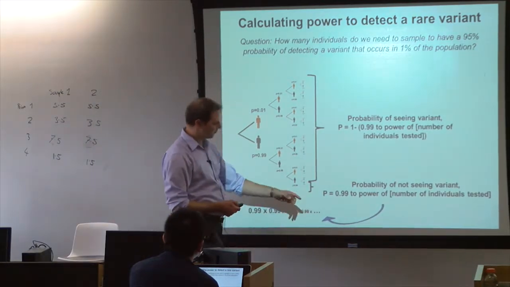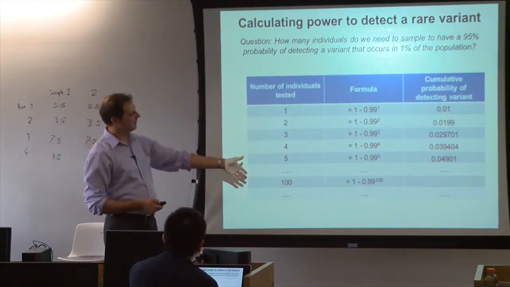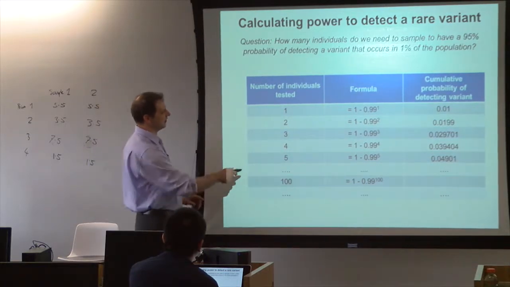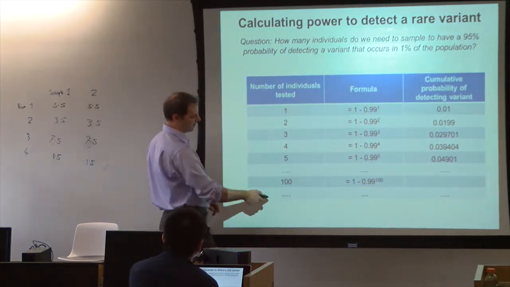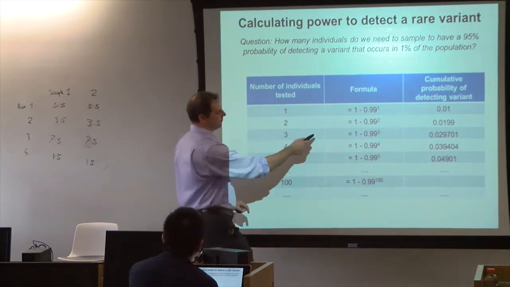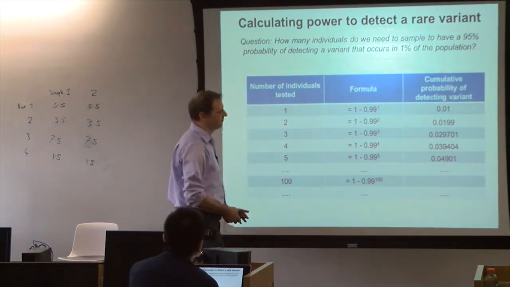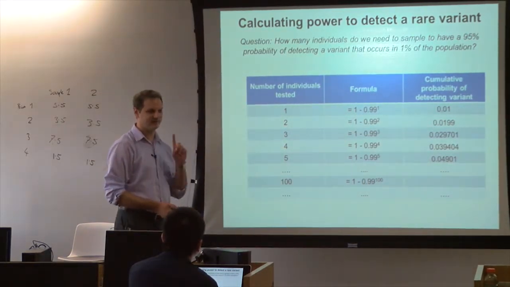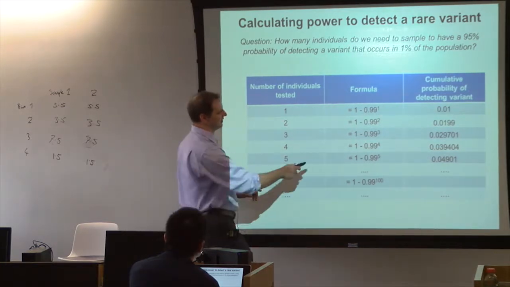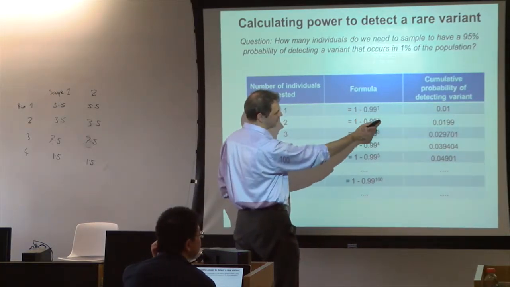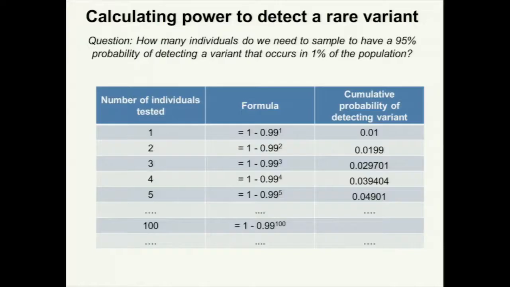0.99 to the power of the number of people we studied. And so you can easily come up with this table that says, all right, if I look at 2, 3, 4, 5, up to n people, my formula that tells me the probability I'll see at least one person with that variant is simply 1 minus 0.99 to the power of the number of people studied. So you can start to see that once you look at 5 people, there's a 4.9% chance you'll see at least one person with that variant.